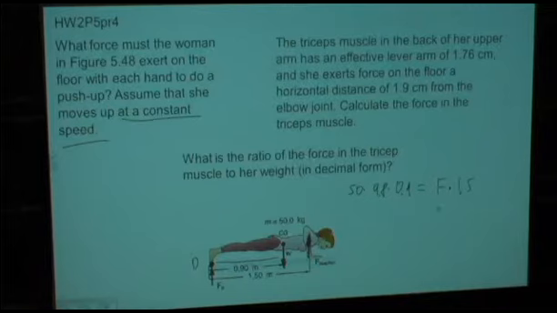Now, this is the force provided by both hands. The question is, what is the force provided by one hand? So what do we do? The force from one hand should be equal to a half of this number. That's it. That's another tricky part.